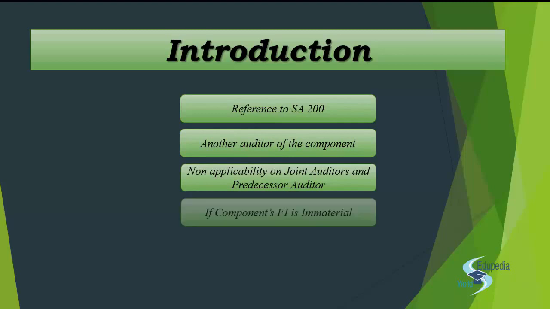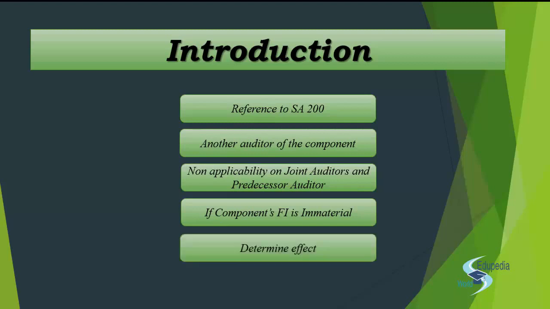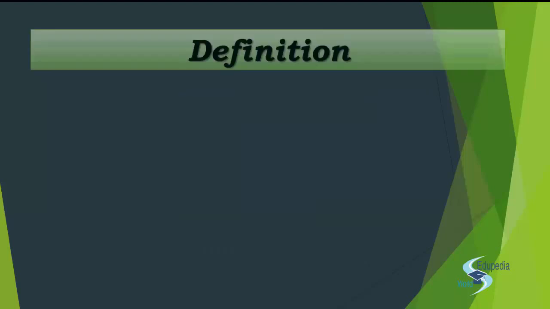Another auditor of the component is the person, right? Non-applicability on the joint auditor and predecessor auditor. This is not a question that will be asked in the examination, but you have to be careful that if the question talks about joint auditor, you do not refer to this standard, you refer to standard 299, right? That is just a reminder over there. What will you do if the component's financial information is immaterial, right? Then you determine the effect. How do you determine the effect, right?